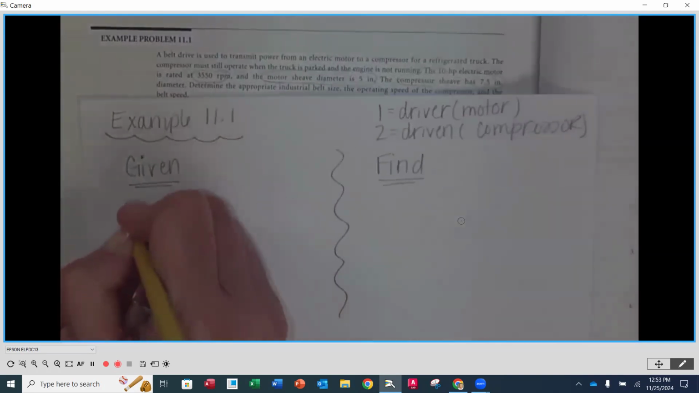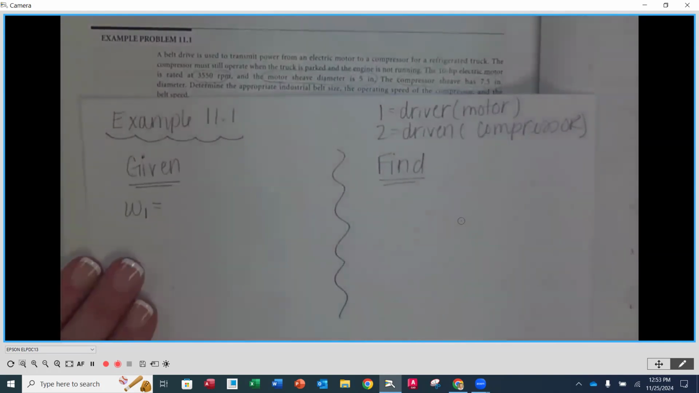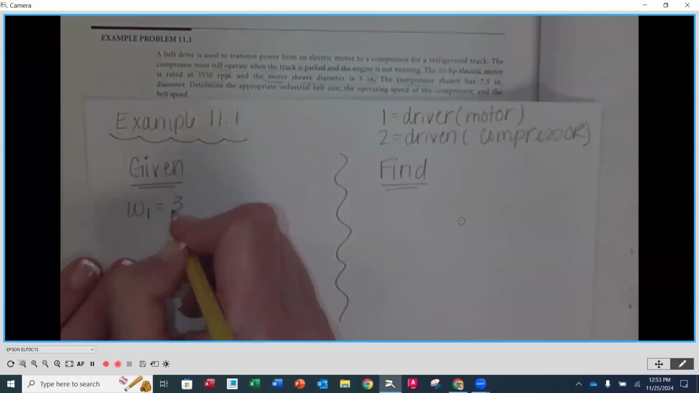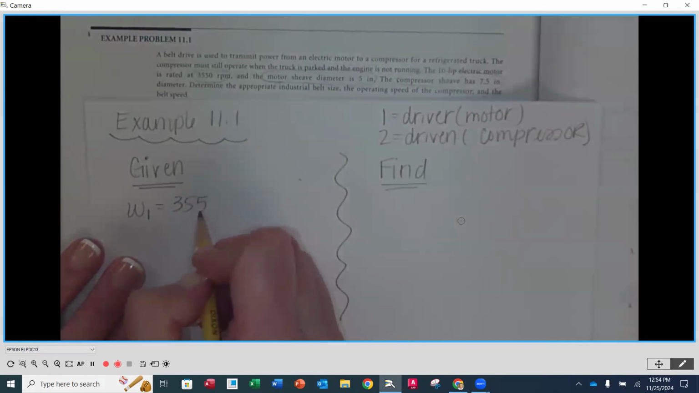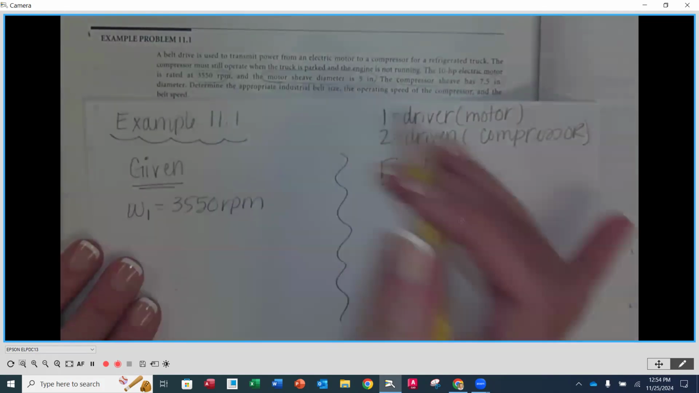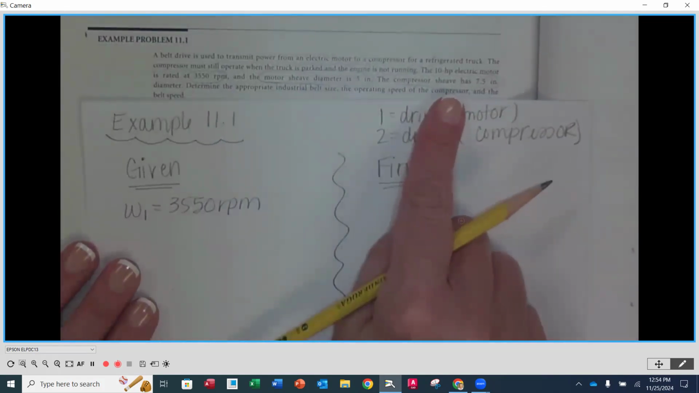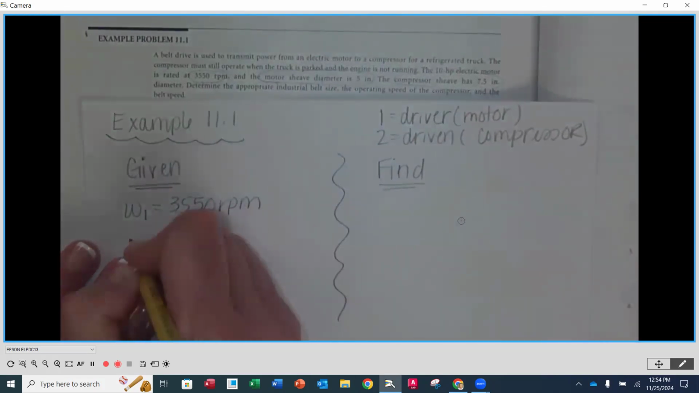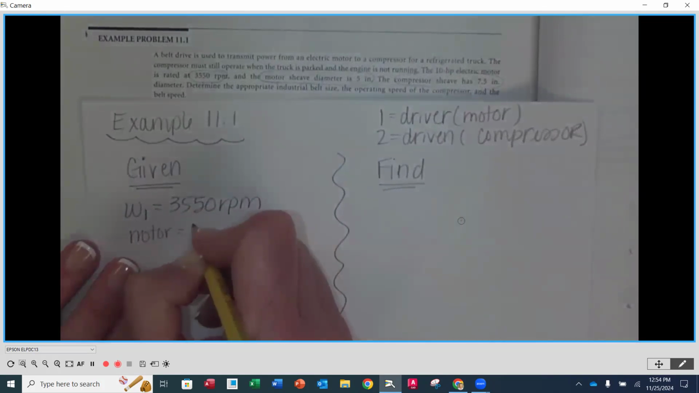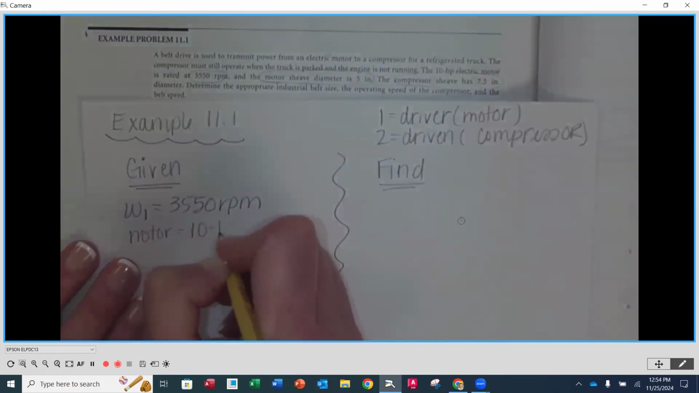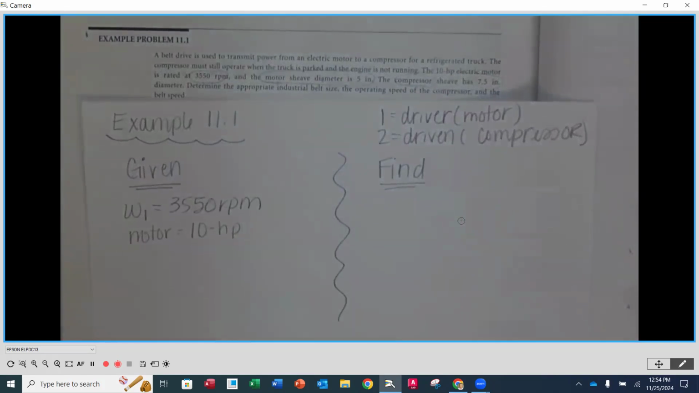Yes, that would be the angular velocity W1 of our input, which is going to be 3,550 RPMs. We don't really have a variable for the horsepower, but we do know that the motor has a horsepower of 10. So might as well put that, because that is going to come in handy when we want to specify that belt off of that chart.